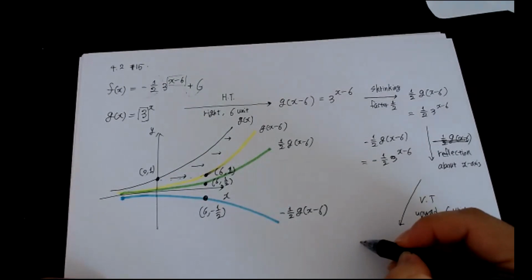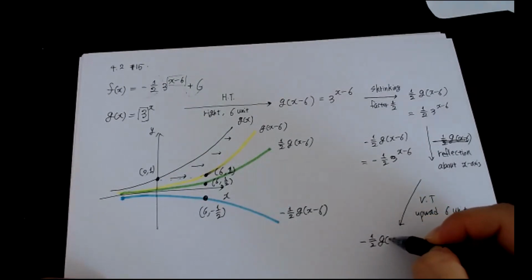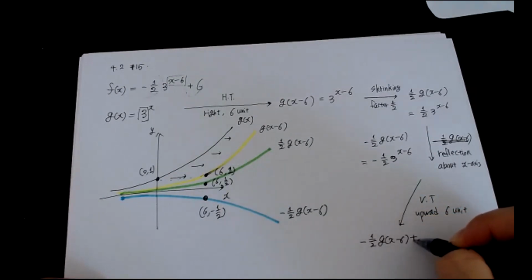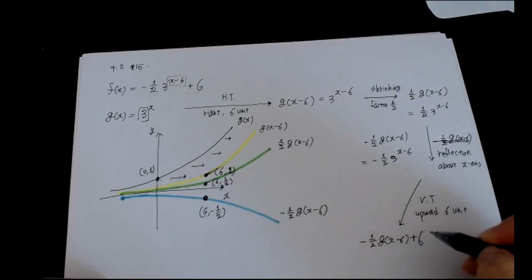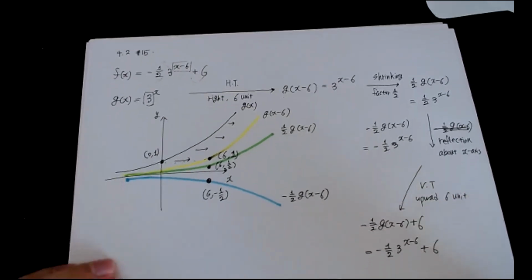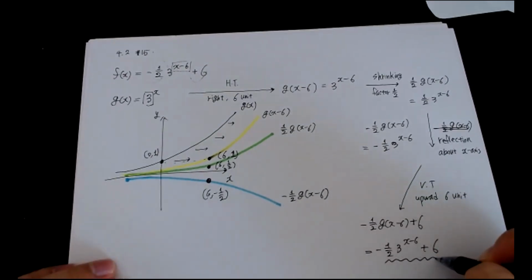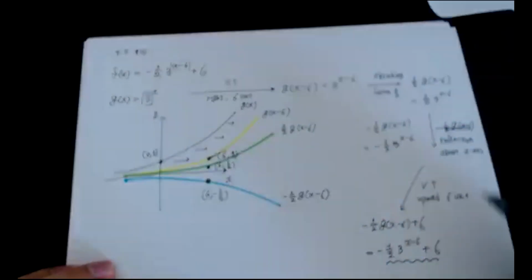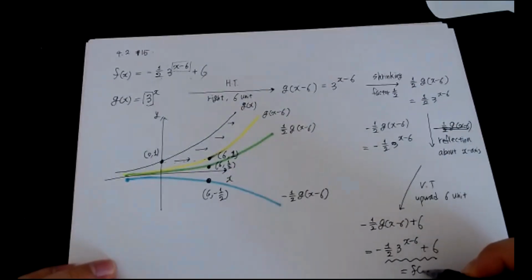So it's going to be negative 1/2 g of x minus 6, and then plus 6. Okay, so that's going to be negative 1/2 times 3 to the x minus 6, plus 6. So this is exactly the same as what? The definition of f of x, right? So this is equal to f of x, by the way.